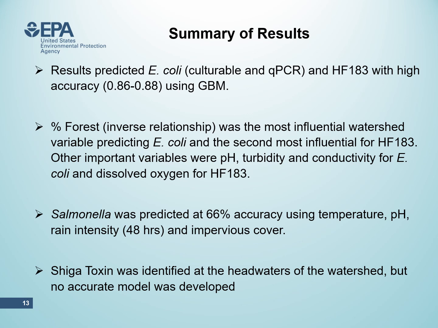Actually, when we look at the coefficients that we obtained for the multilinear regressions, we determined that percent forest has an inverse relationship to the markers. Therefore, the lower the percent of forested land, the higher the concentration of these markers in the environment. Salmonella was predicted at a 66% accuracy using temperature, pH, rain intensity, and the impervious coverage. And finally, the Shiga-toxin was identified at the headwaters of the watershed, but we were not able to produce an accurate model.